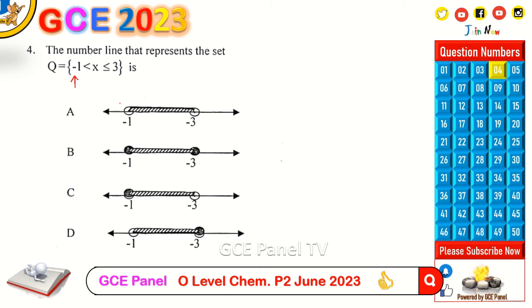While for 3, we can see that the boundary is included. So the circle represented by 3 will be shaded. So let's look at the key here. This is going to be D, where -1 is not shaded and 3 is shaded. So our key here is D.